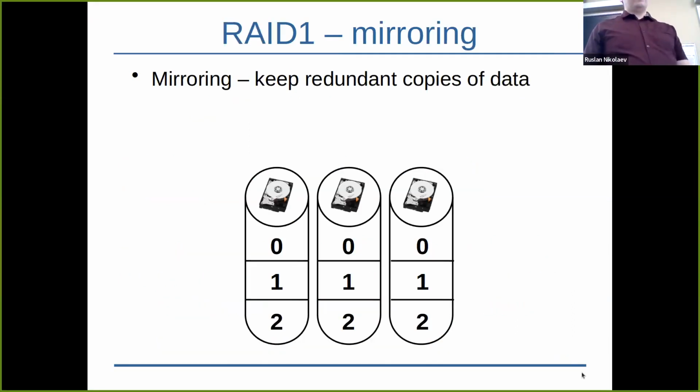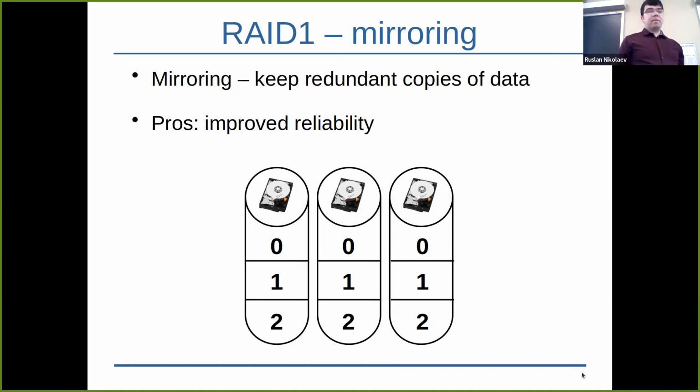So we can use RAID 1 mirroring. So we keep redundant copies of data. So we have 0, 1, 2 on one disk, we have 0, 1, 2 on the second disk, 0, 1, 2 on the third disk. So what is the advantage of that? Well, now we have a redundant copy of exactly the same data. If one disk fails, I still have another disk. And if even that fails, I still have another disk, right? So I improve reliability.